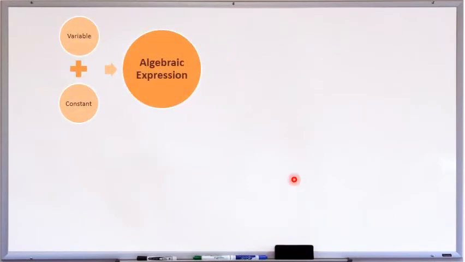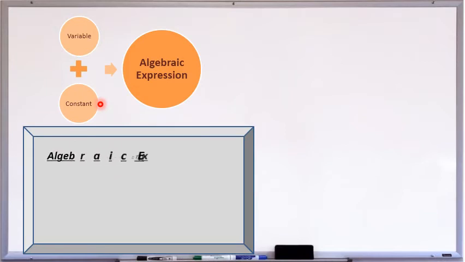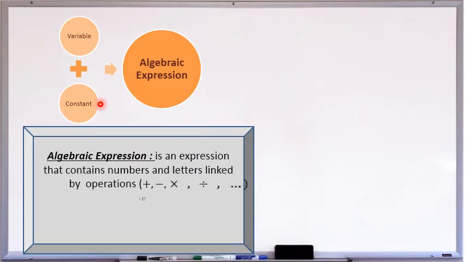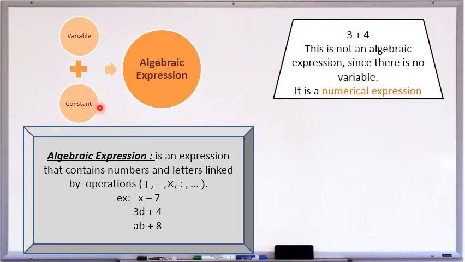Here, an algebraic expression, again, is a variable plus a constant. The variable is the unknown. It can be represented by any letter. To abbreviate, an algebraic expression is an expression that contains numbers and letters linked by operations. Mathematical operations are addition, subtraction, multiplication, and division.